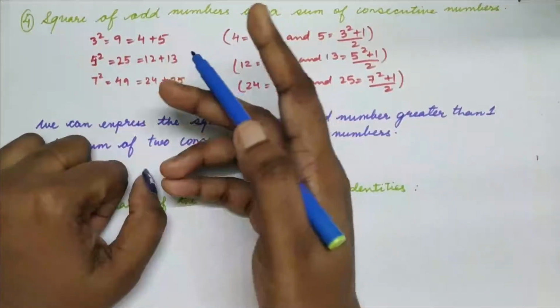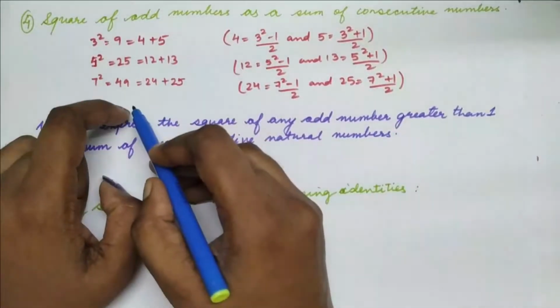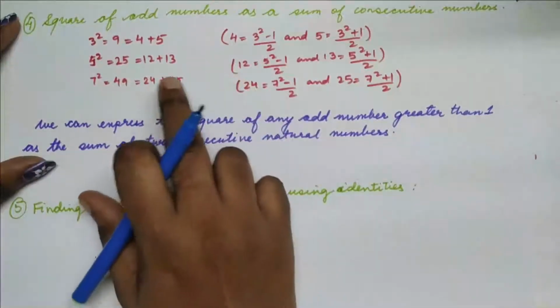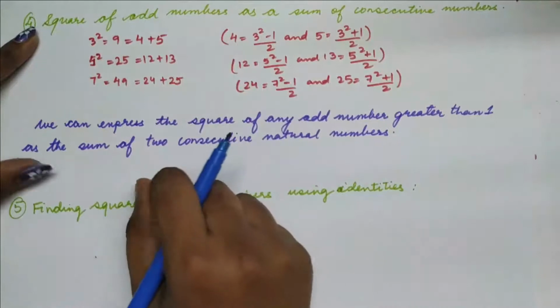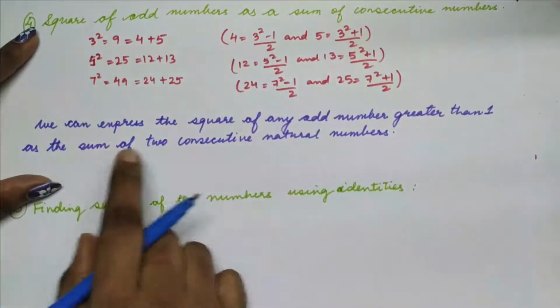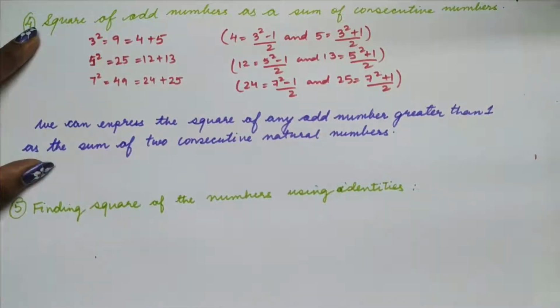Similarly, you can check it for any odd number. You can do the square, get the sum. You can represent the square of the odd number as the sum of two consecutive numbers. We can express the square of any odd number greater than 1 as the sum of two consecutive natural numbers. I'll show you one more example.